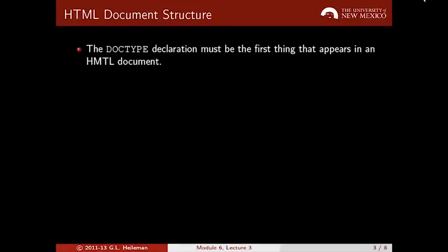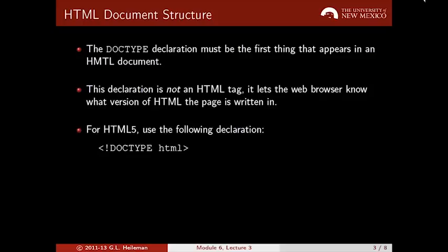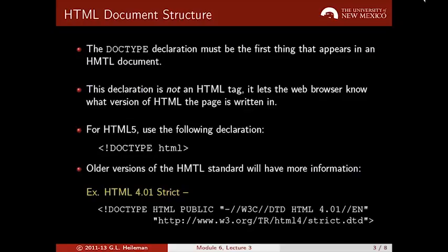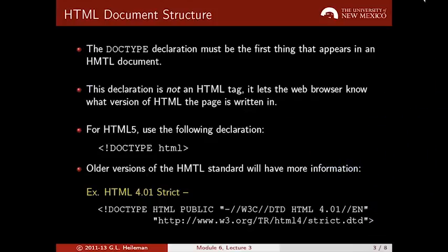So this doctype declaration, as I've already said, must be the first thing that appears, but it's not an actual HTML element. And notice there's no end tag associated with that as well. For HTML5, this is all you need. If you look at some web pages with older versions, you'll see something like this: doctype HTML public and this document type definition. That's for HTML4 and previous versions of HTML. You'll see this is very simple though for HTML5. It's just doctype HTML.